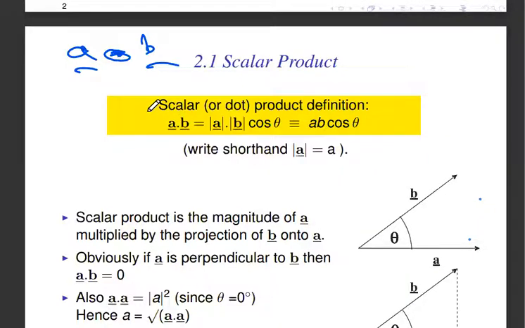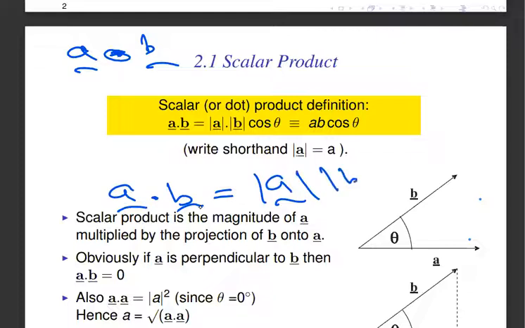So when you take the dot product of two vectors, the resultant one is a scalar. This is not a vector, right? So the dot product of A and B is given by this. Yeah, we write that down. A dot B is magnitude of A, magnitude of B, cos theta.